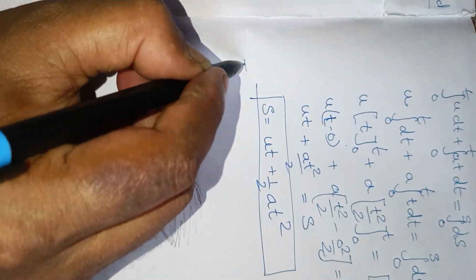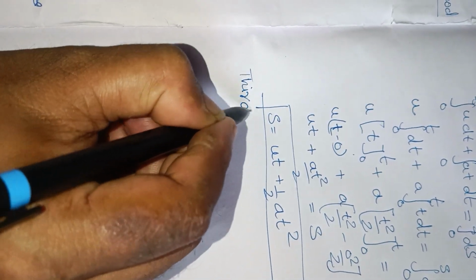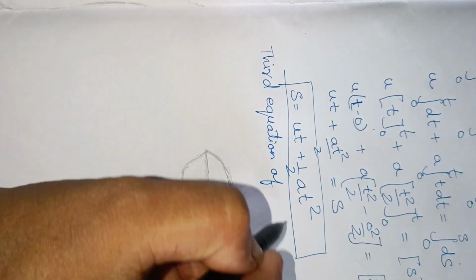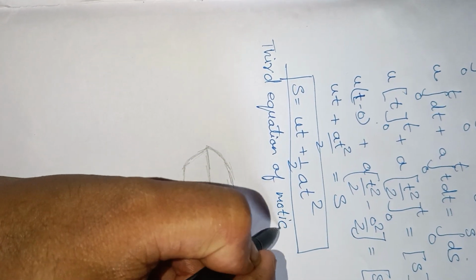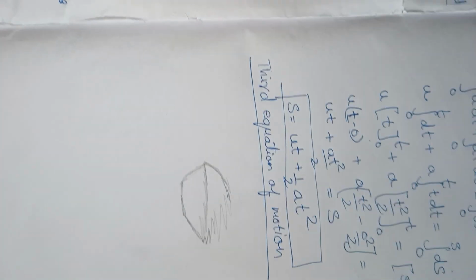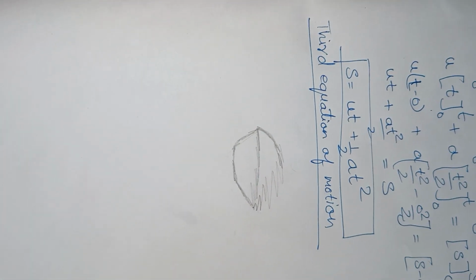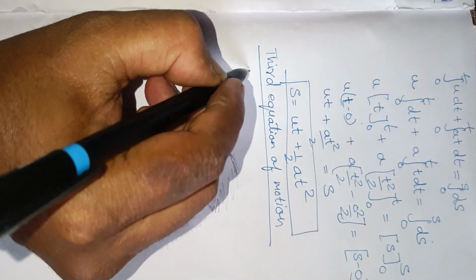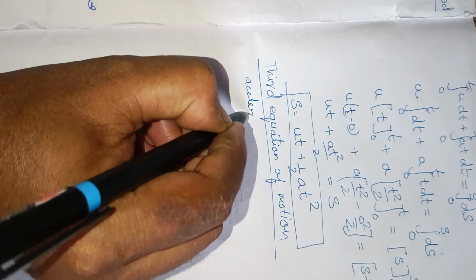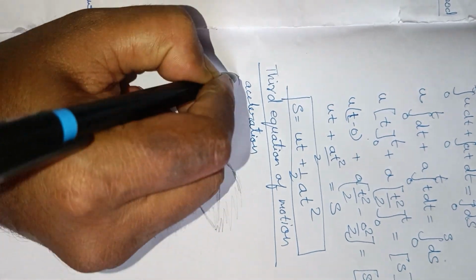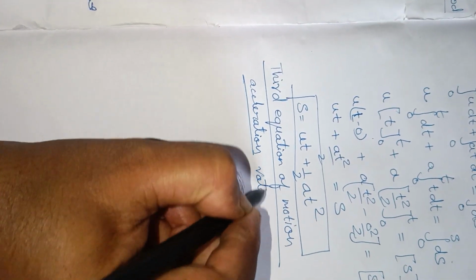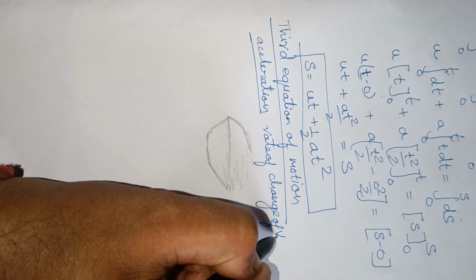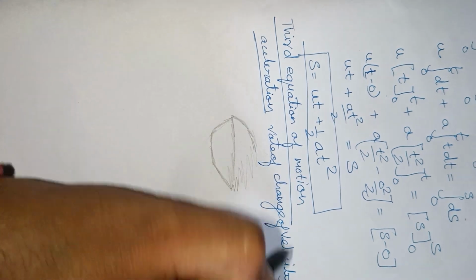Next we have the third equation of motion. As we know very well, how can we define the third equation of motion? In the third equation of motion, we can define that v square minus u square is equal to 2as. So we will rewrite the definition between acceleration and velocity. How can we write the acceleration? Rate of change of velocity.